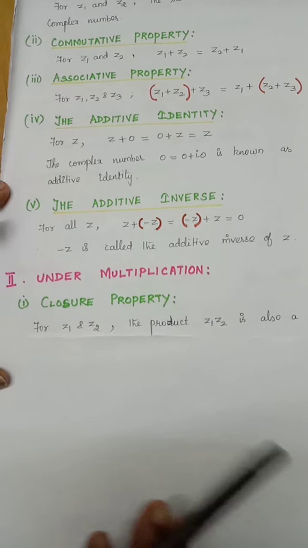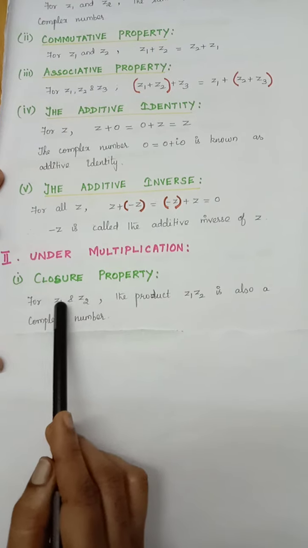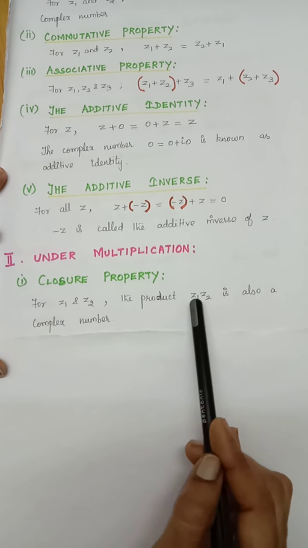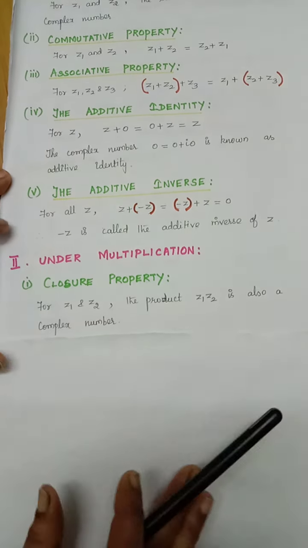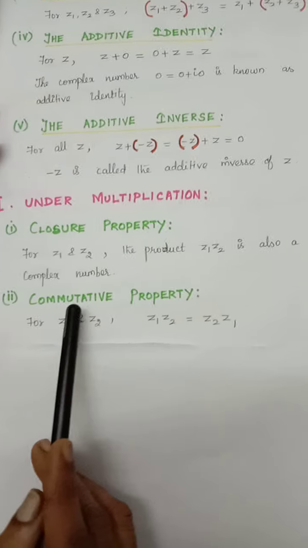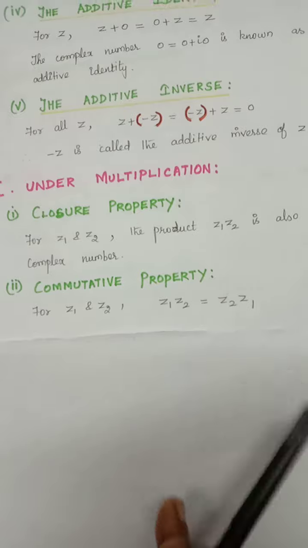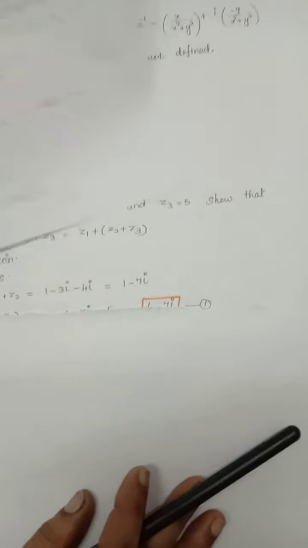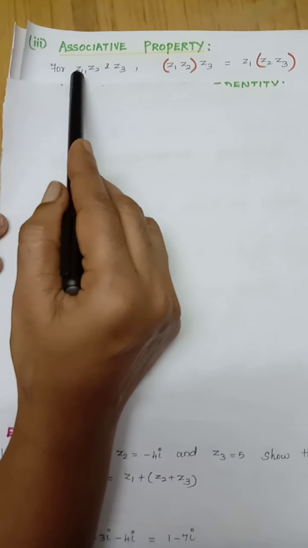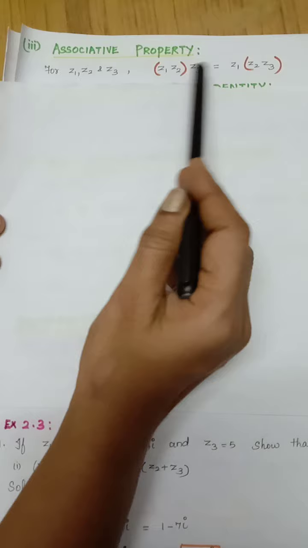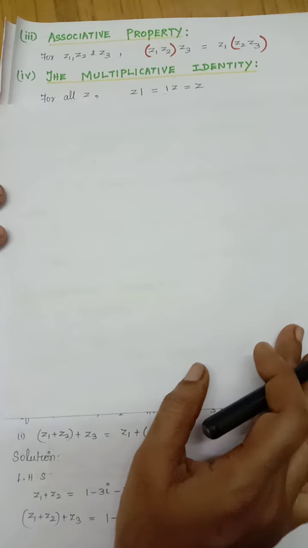The first property is the closure property. If you consider two complex numbers z1 and z2, the product z1 z2 is also a complex number. The next property, commutative property. For z1 and z2, z1 z2 is equal to z2 z1. The next one, associative property. For any three complex numbers z1, z2 and z3, we can associate them like this.